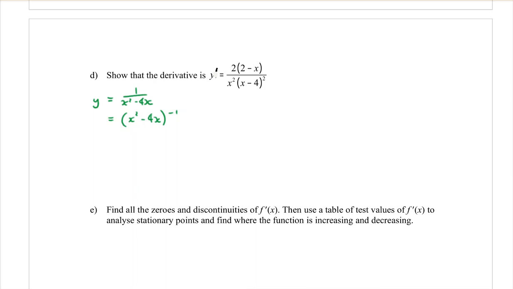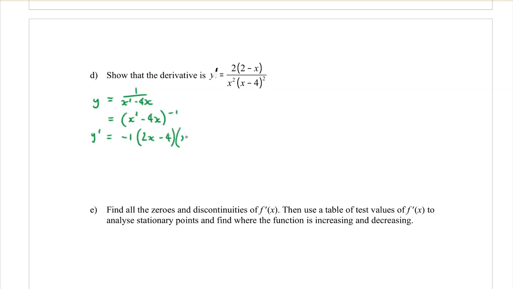Okay, now I'm differentiating the brackets using the rule. Y dash equals, the -1 comes down the front, it gets multiplied by the derivative of the bracket, which is actually 2 terms. This doesn't happen very often. I'm going to get 2x from the first term and minus 4 from the second term. So 2x minus 4, close bracket.